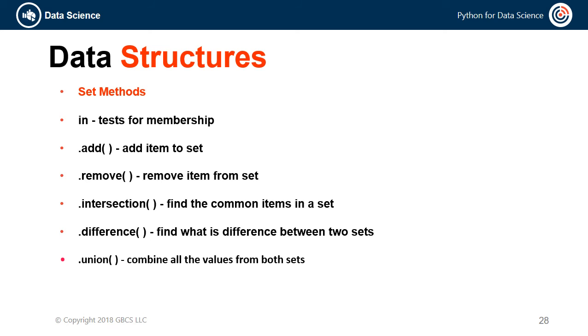Intersection shows what is similar in both sets when finding the intersection between two sets. Difference shows what values are in one set and not in the other. Union combines all the values of two sets.